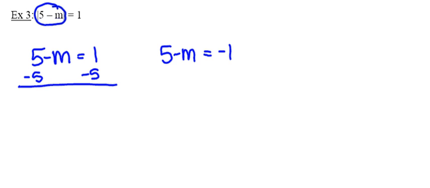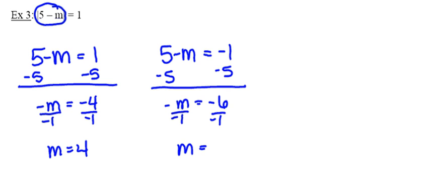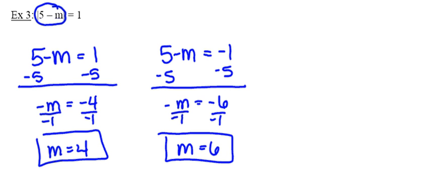When I subtract the 5, I get -m equals -4, and now I divide by -1, m is equal to +4. I subtract 5 from my other equation, -m equals -6, and now m is equal to +6. So my two solutions are 4 and 6. Why don't you go ahead and check those to make sure that they are correct? You can go ahead and pause the video now to check.